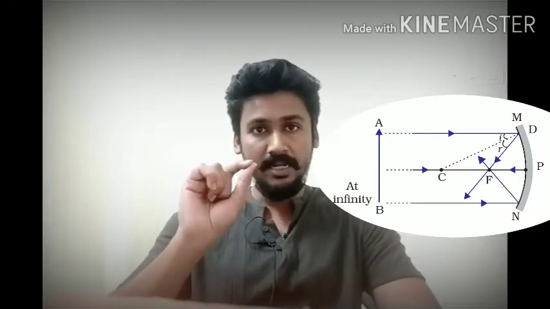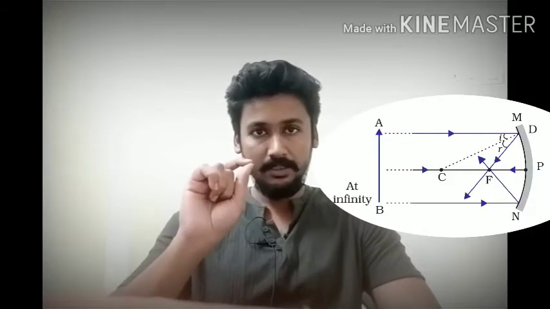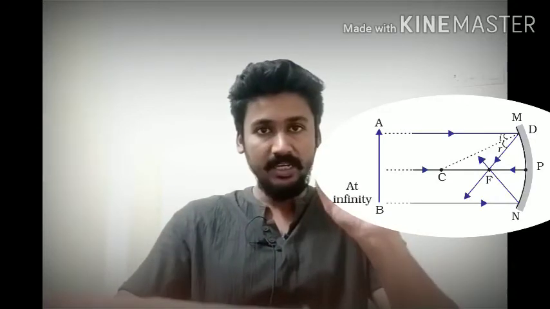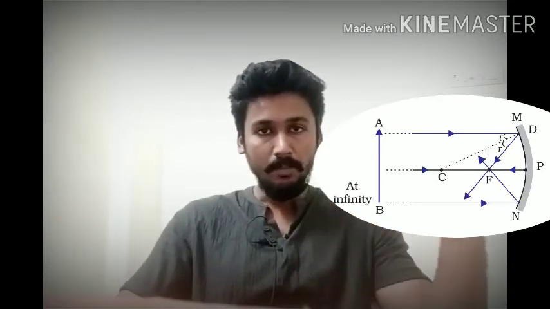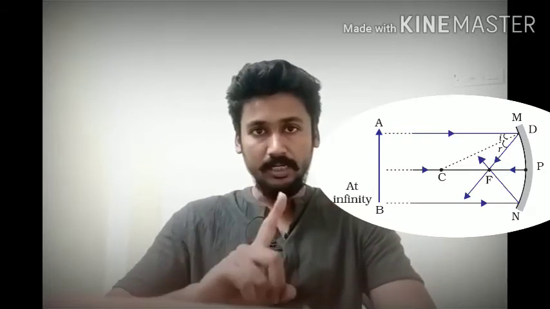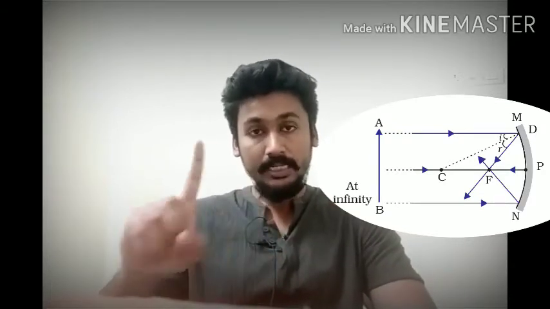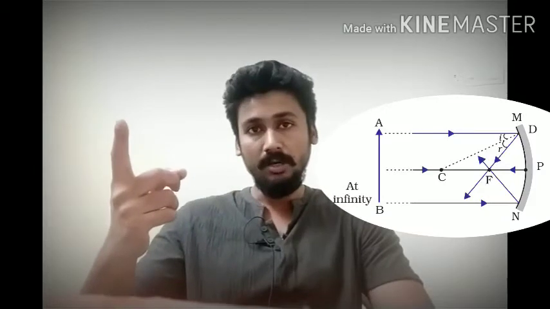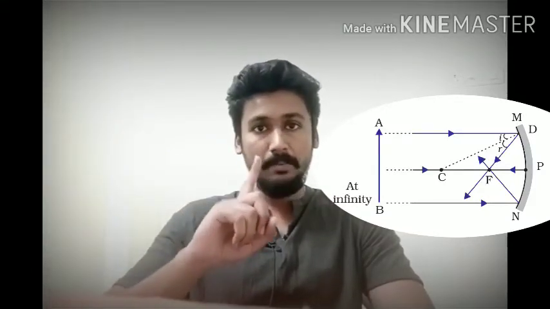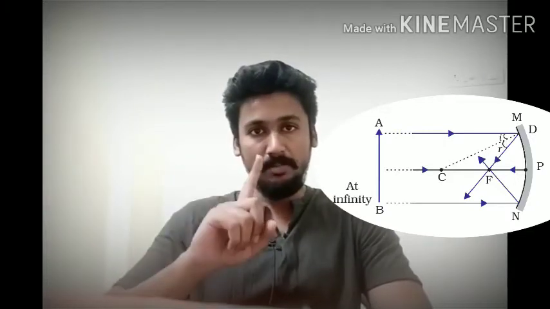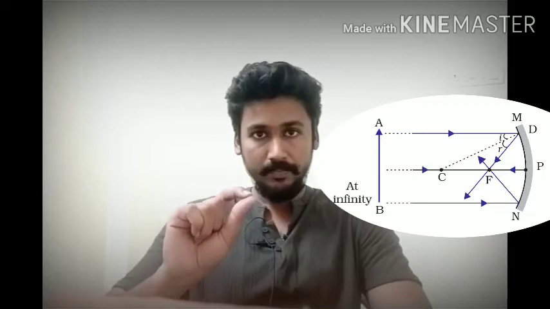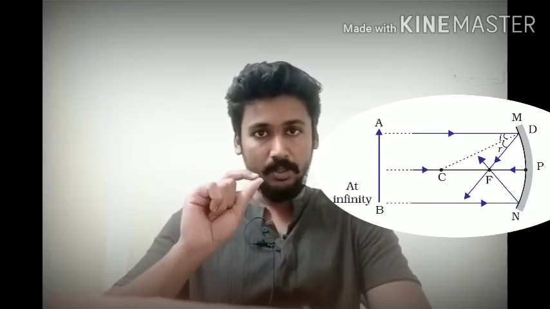We say it is a diminished, point-sized image. So if the object is quite large, the image will still be very, very small. If the object is placed at infinity, the image will be formed at the focus. For a concave mirror, mind you, these things will be different when we are talking about convex mirrors. This particular discussion is only meant for concave mirrors. So the image will be formed at the focus. It will be diminished. The size will be very, very small.